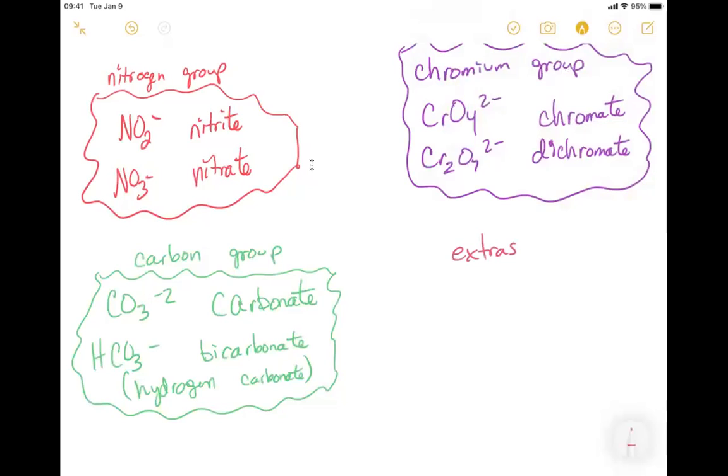So I'll call them the extras. The first one we have is acetate. Acetate actually has 2 different formulas. I'm going to show you both formulas because I might give you worksheets that use one or the other, and I want to make sure that you can recognize both formulas. When it comes to writing a formula, you can use whichever one you prefer.